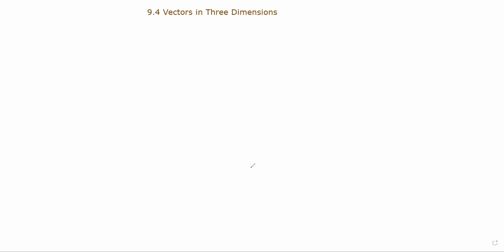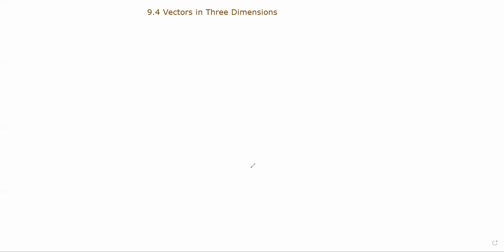Hello everyone. Today we are going to do section 9.4, vectors in 3 dimensions. We already know that vectors are objects which have two properties. They have magnitude or length, and direction. So far you know that we can have vectors on the plane, in x and y coordinates, but the same vector with magnitude and direction looking like an arrow can be placed in three-dimensional space.